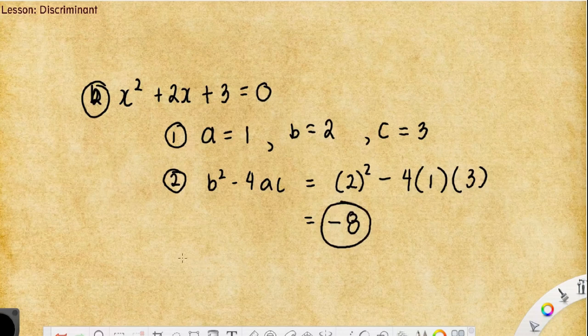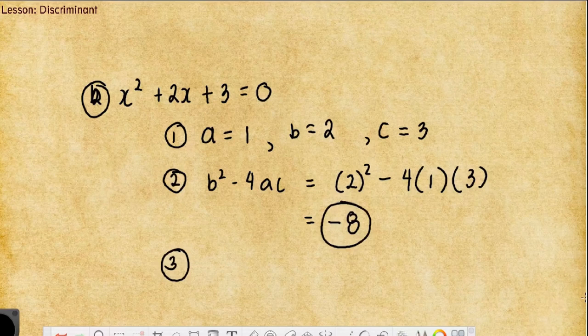Now, let's see. Alamin natin dun sa ating restriction. Balikan natin yung restriction natin. Nasaan siya dyan, no? Greater than to 0, equals to 0, or less than to 0. Okay? So, now, negative 8, our discriminant is less than 0. Okay? So, ibig sabihin, mas malaki pa si 0 kay negative 8.